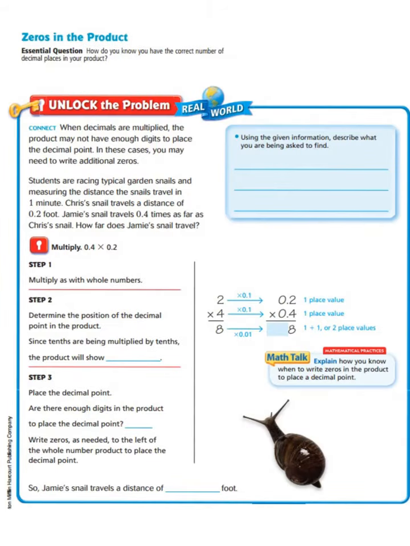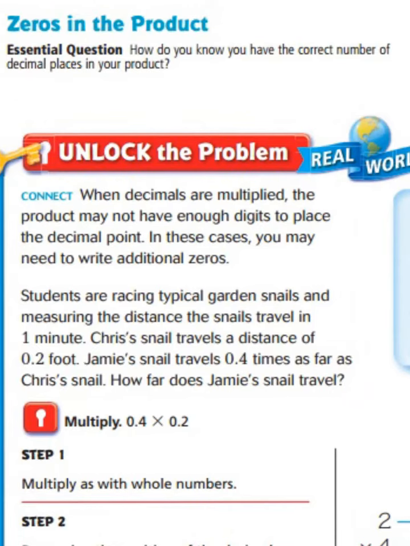Alright class, Miss Shuffler here again. We are doing our last lesson in chapter 4. So we're going to be looking at lesson 4.8, which is zeros in the product, page 191 in your big math book. So let's take a look at our essential question. How do you know you have the correct number of decimal places in your product?